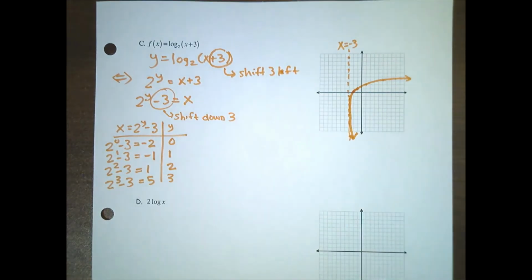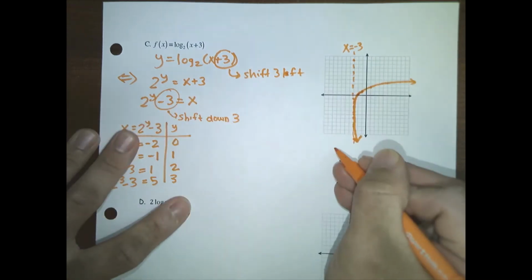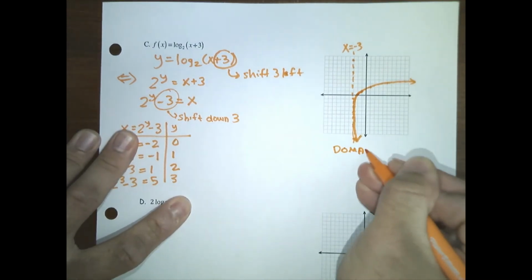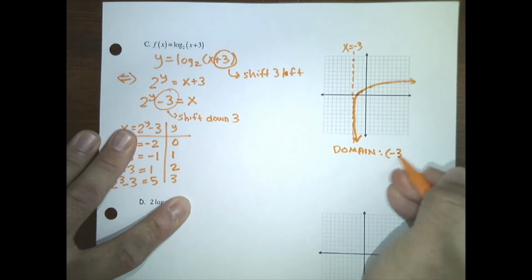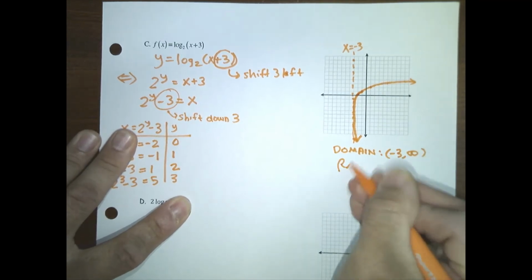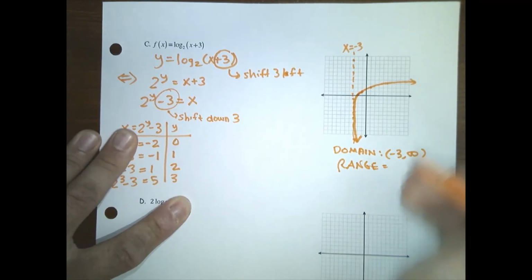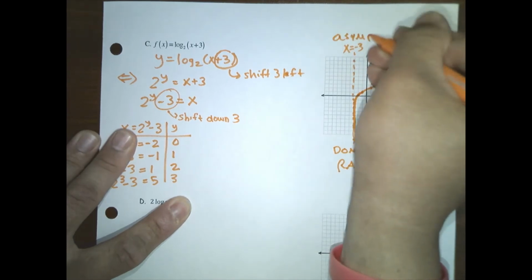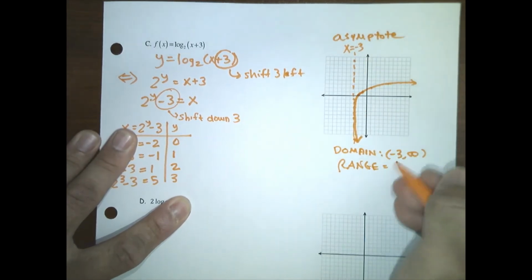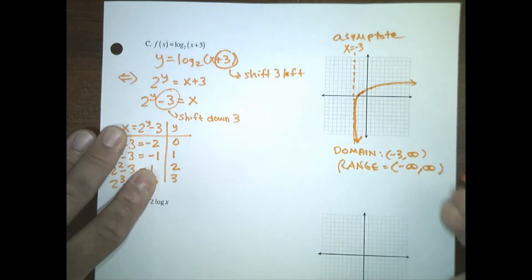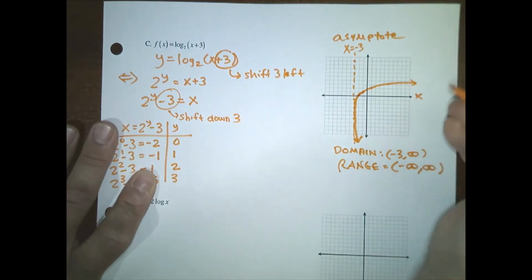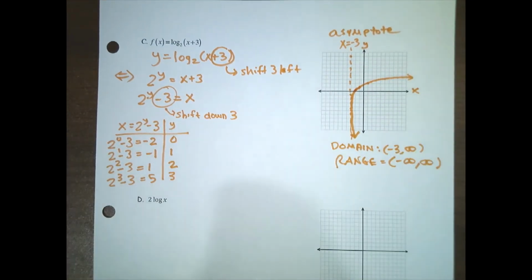All right, so then the domain is going to be negative 3 to infinity, and the range is still, so that was the asymptote, and the range is still negative infinity to infinity. Now remember, this is the x-axis and this is the y-axis, right? But if I drew 2 to the y, and I'll draw 2 to the y for you, just so that you remember what it looked like.